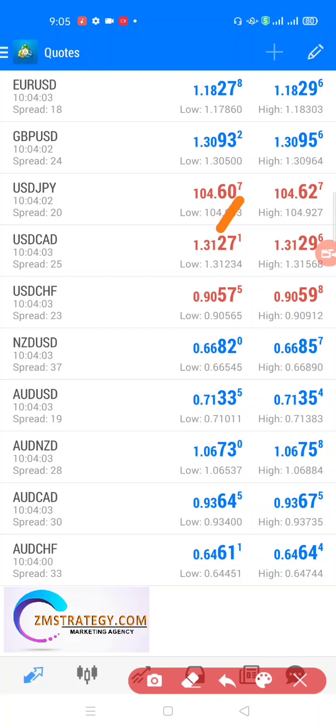And if the 60 moves to 80, it means we have gotten 20 pips. Understand it? So with this, I can be able to calculate pips, to know how many pips you have gotten on a particular trade.